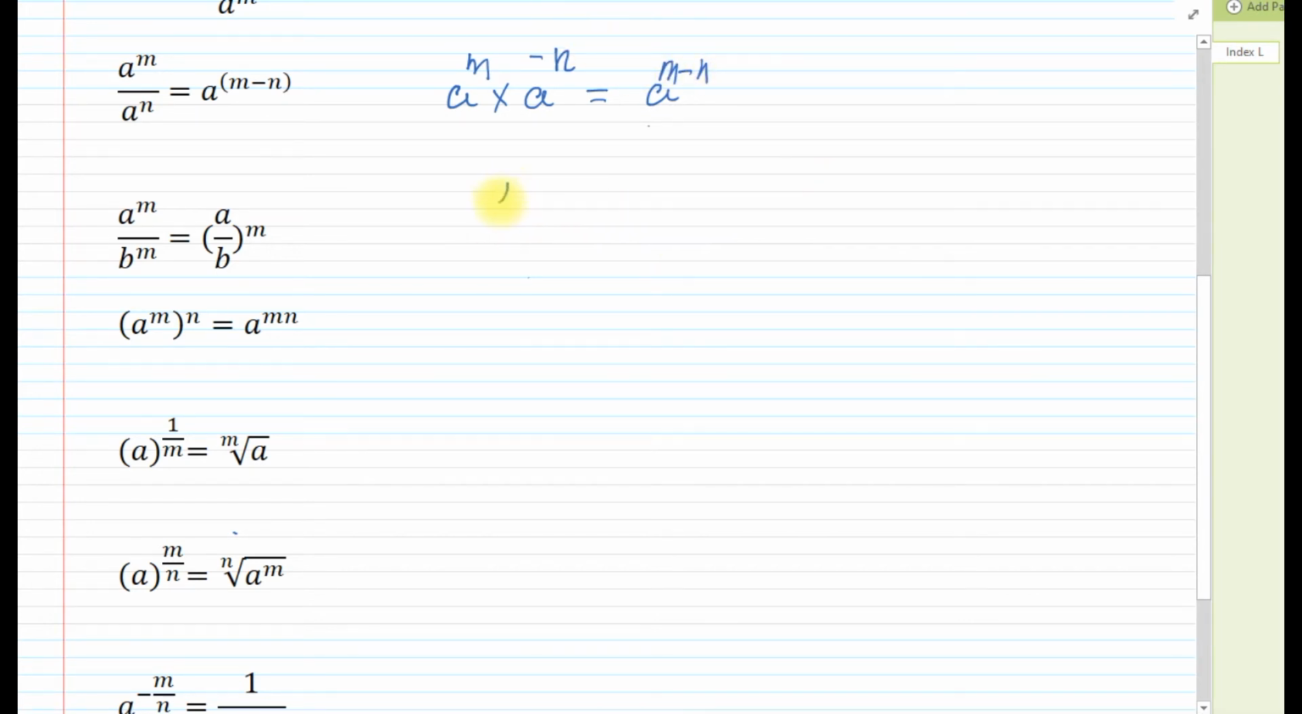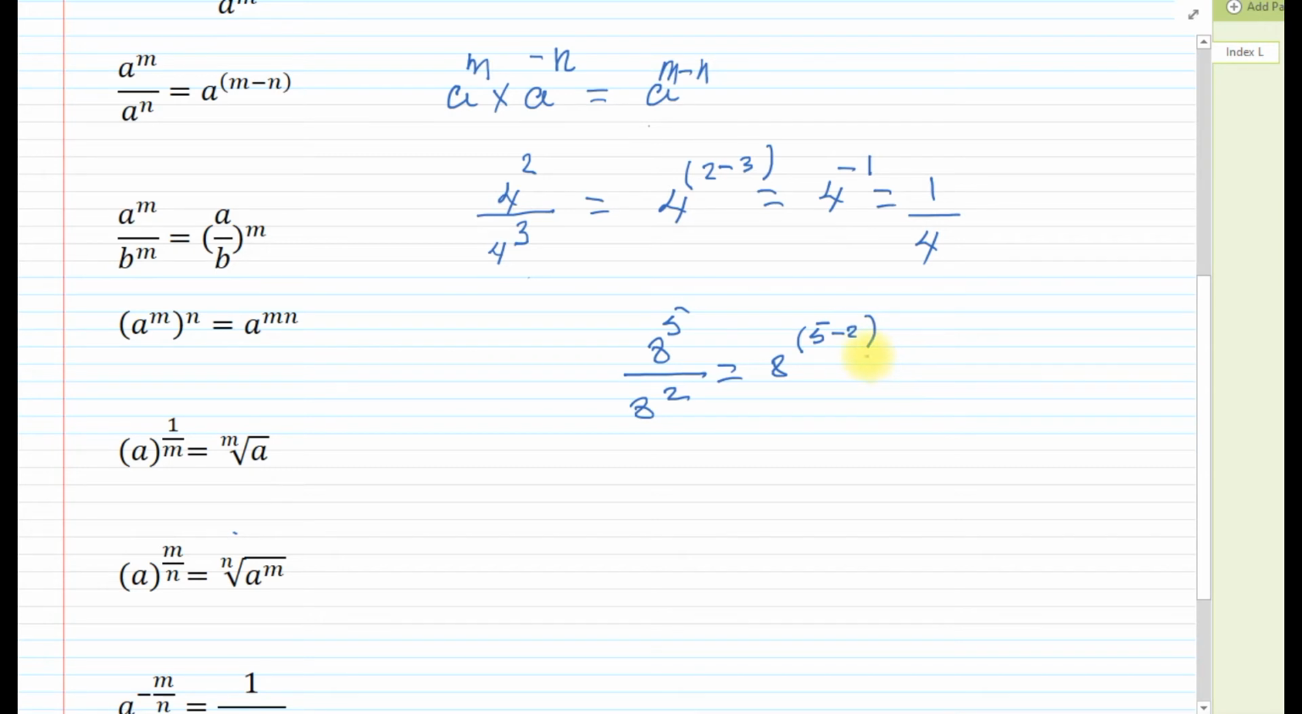A few examples: if I have 4 to the power 2 divided by 4 to the power 3, this will equal 4 to the power 2 minus 3, which is 4 to the power minus 1. That we just saw is equal to 1 over 4 to the power 1. We don't write the power 1. Let's try another: 8 to the power 5 divided by 8 to the power 2 is 8 to the power 5 minus 2, which is 8 to the power 3, which must be 512.